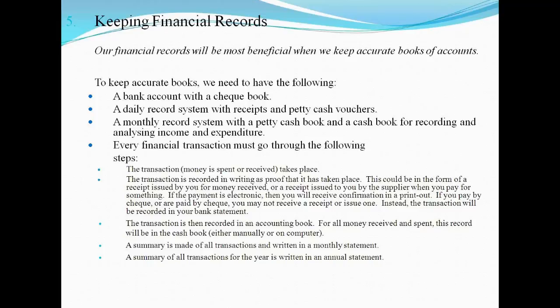Next, we'll make a summary of all the transactions and write it into a monthly statement. And finally, all the transactions we put down in a summary for the year, written down in an annual statement. These are the four things we need in order to keep accurate books. We need a bank account with a checkbook. We need a daily record system with receipts and petty cash vouchers. We need a monthly record system with a petty cash book and a cash book for recording and analyzing the income and expenses.